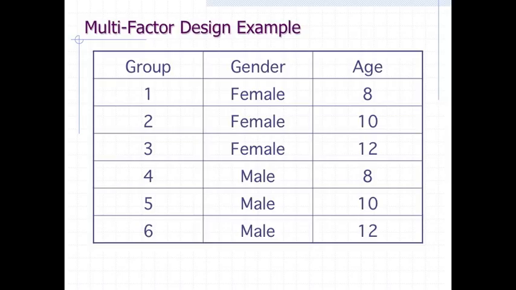It is common for designs to have more than one factor. For example, consider a hypothetical study of the effects of age and gender on reading speed in which boys and girls ages 8, 10, and 12-year-olds are tested. There would be a total of 6 different groups in this study, as shown in the table.